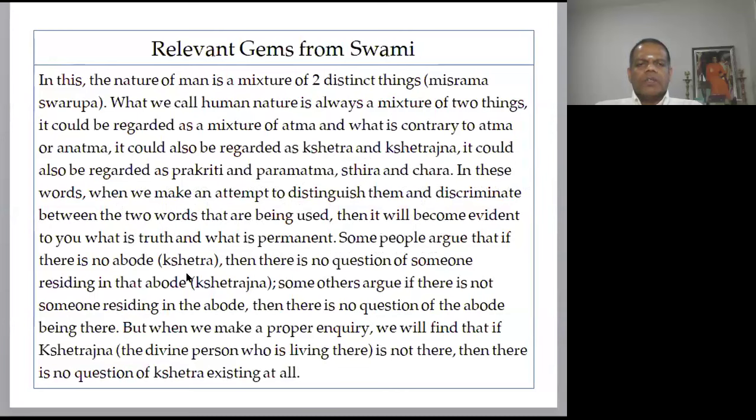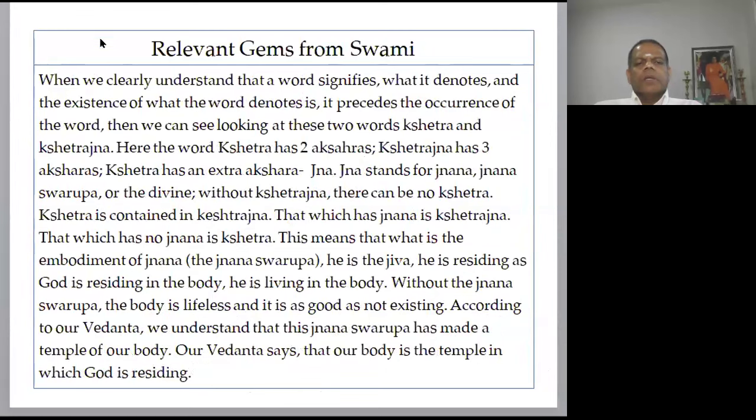Some people argue that if there is no abode, Kshetra, then there is no question of someone residing in that abode, Kshetrajna. Some others argue that if there is not someone residing in the abode, then there is no question of the abode being there. But when we make a proper inquiry, we will find that if Kshetrajna, the divine person who is living there, is not there, then there is no question of Kshetra existing at all. When we clearly understand that a word signifies what it denotes, and the existence of what the word denotes precedes the occurrence of the word, then we can see this, looking at these two words, Kshetra and Kshetrajna.